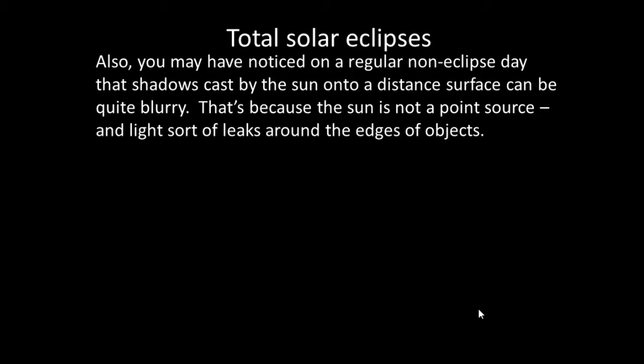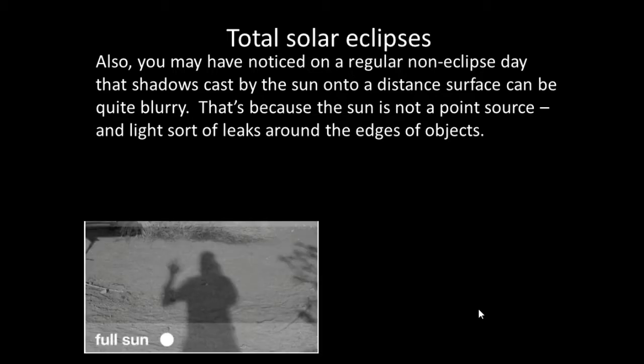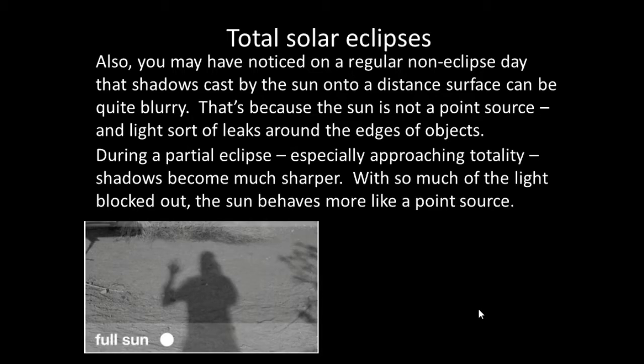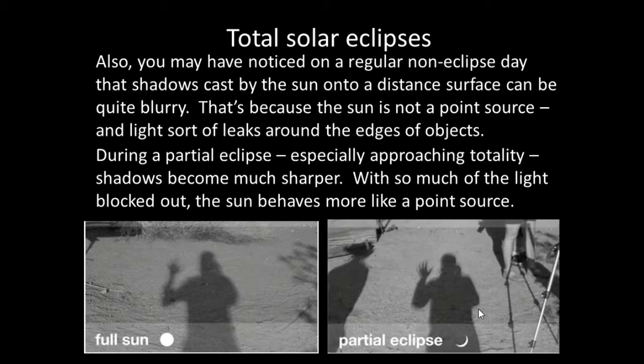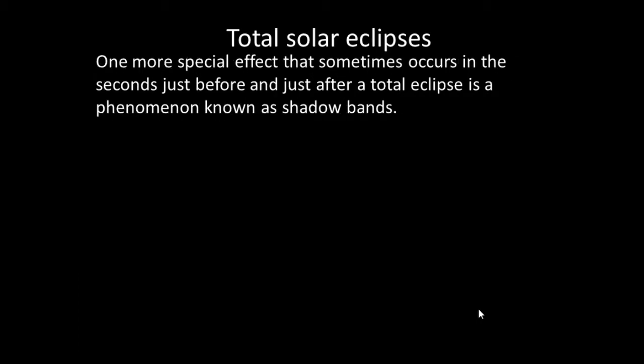Light passes through in some places and gets blocked in others. Also, you may have noticed on a regular non-eclipse day that shadows cast by the sun onto a distant surface can be quite blurry. That's because the sun is not a point source, and light sort of leaks around the edges of objects. Like that. During partial eclipses, especially approaching totality, shadows become much sharper. With so much of the light blocked out, the sun behaves more like a point source. So you get much sharper shadows during partial eclipses.